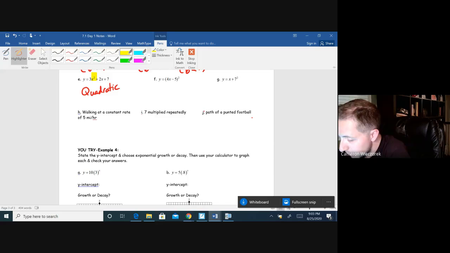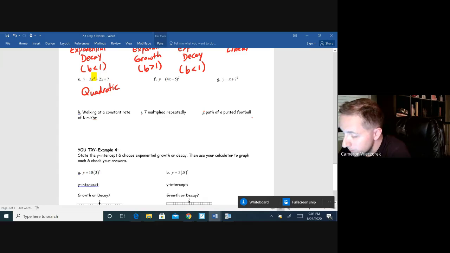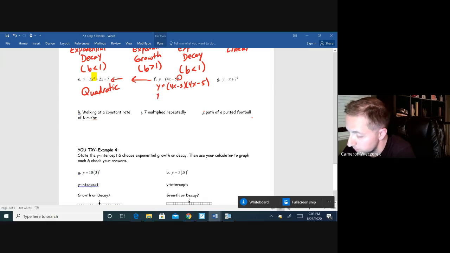Letter F, warning, it's a little bit sneaky. Even though it's not written in the form from part E, this is still quadratic because it has a power of 2. The way you can get it to look like this form is you could FOIL this out. You don't have to, but you could do 4x minus 5 times 4x minus 5. If you do some FOIL, you would get 16x squared, minus 20x, minus 20x would be minus 40x, and then negative 5 times negative 5 would be 25.